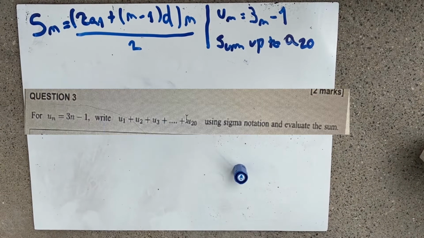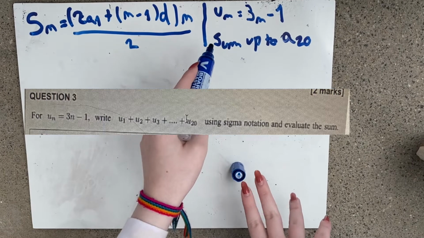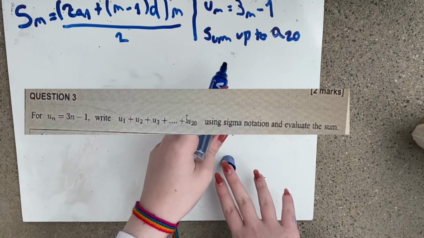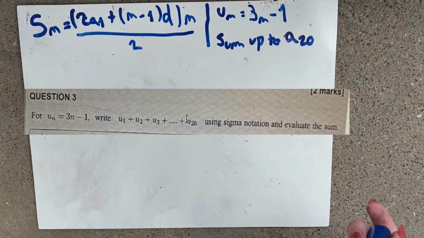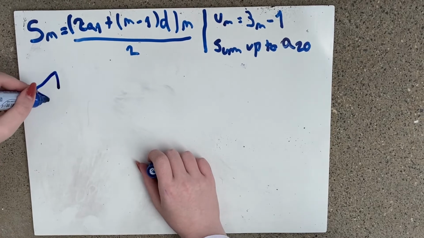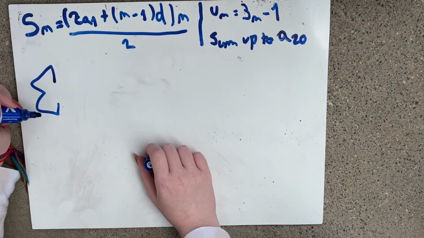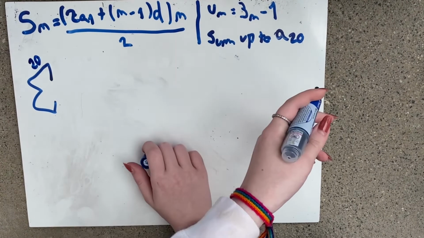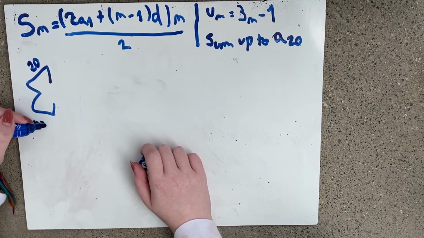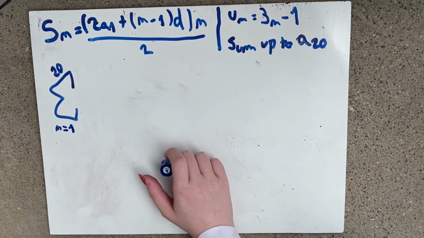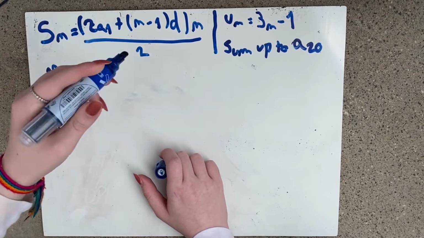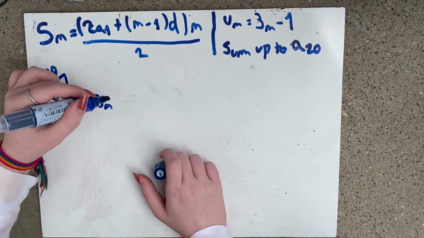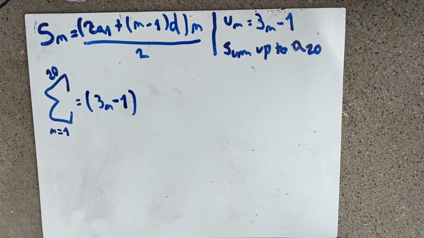Right. Okay, so in this problem, we're going to use sigma notation to find the sum of a_n equals 3n minus 1 up to a20, because that's what they asked. So when you're doing sigma notation, what you're going to get is something like this. And here on top of the sigma, you're going to put the number your sequence is going up to. So 20, because that's what they told us. And here you're going to put n with your starting number, which in this case is 1. And this is equal to what they told us, that is the equation for the sigma. So 3n minus 1.